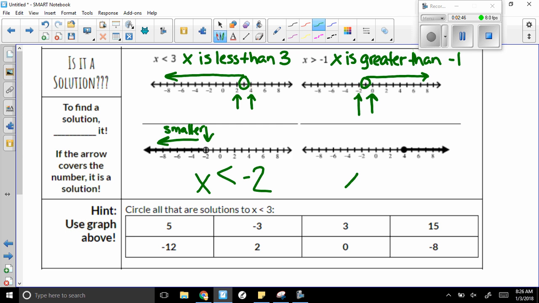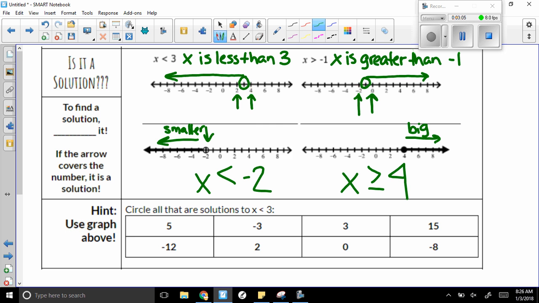For this next example, I'm going to start out with x each time. I'm going to use 4 because that's where my circle is. And you'll see that this one is going to the right. So that is the bigger numbers. I'm going to use greater than. And then because this circle is colored in, I need to add that extra line.